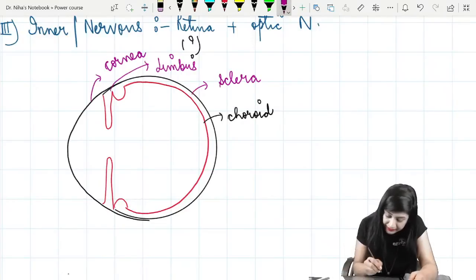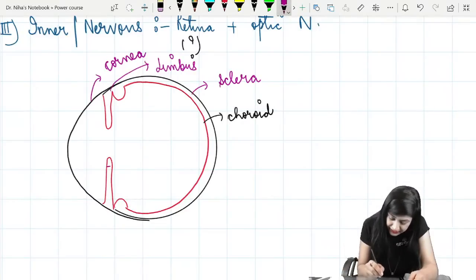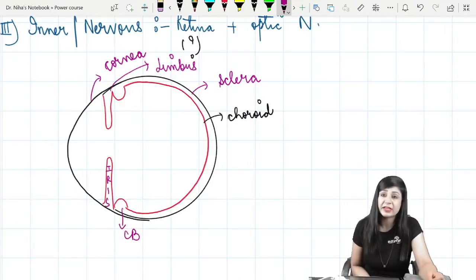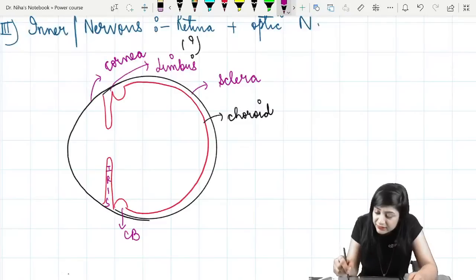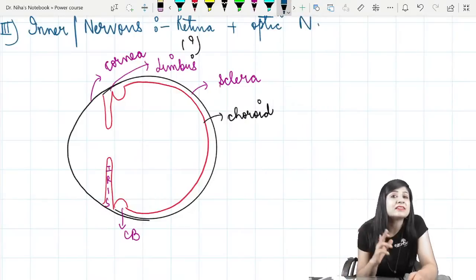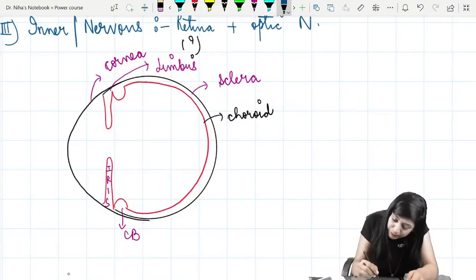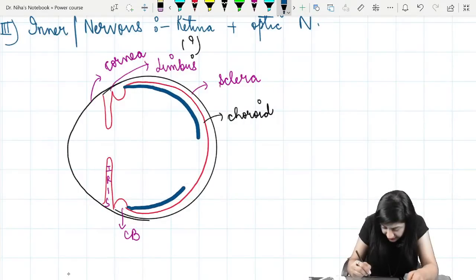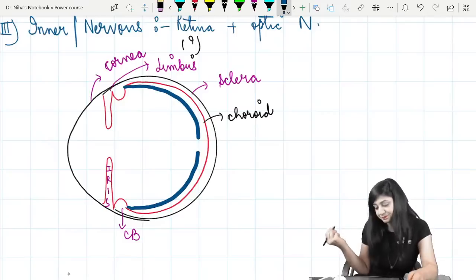Okay. And this is the iris here. Iris. And this is the ciliary body. Draw this ciliary body. And then we will draw the retina. You people have rightly said that retina has 10 layers. So from the junction of the ciliary body and choroid, we will draw a thick one because it has got the 10 layers. Okay?